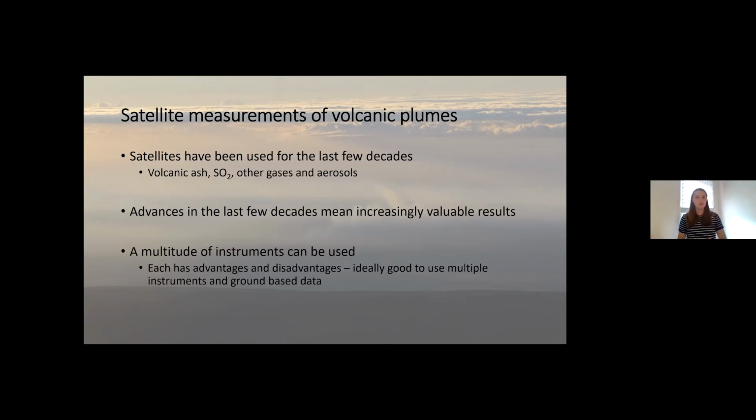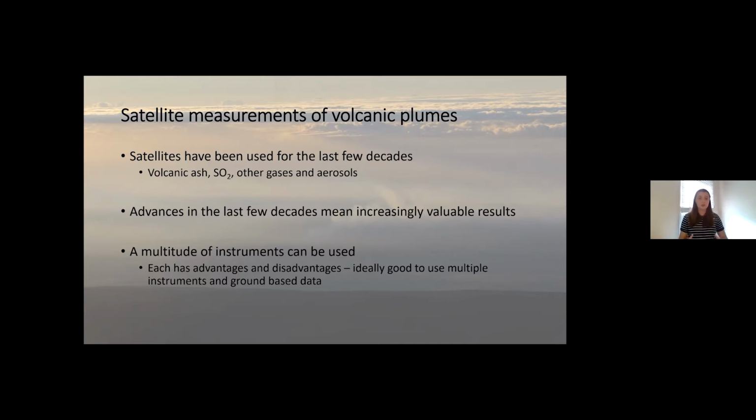And so satellite measurements have been used for the last few decades, and these have largely focused on volcanic ash and also sulfur dioxide, although other gases and aerosols have been studied as well. And advances over the last few decades mean that these results are becoming increasingly interesting. Particularly advances in spectral and spatial resolutions of different instruments mean that there's more and more valuable information coming out of satellite results. There's also now a multitude of different instruments in orbit that can be used.